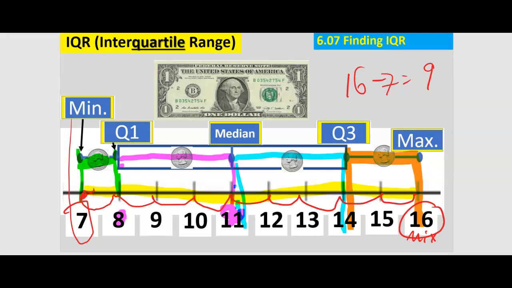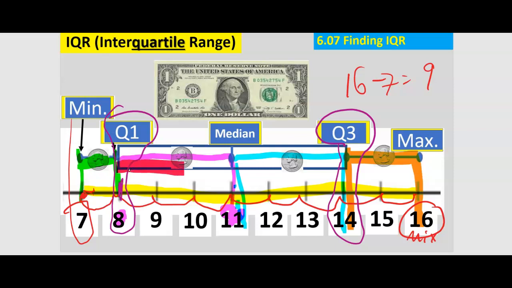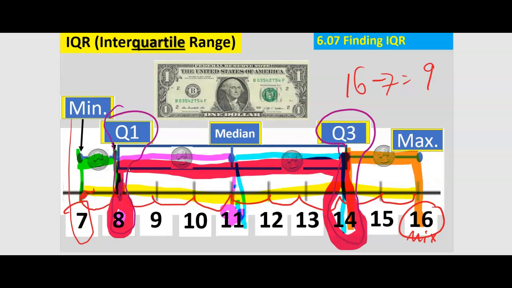That's just talking about the range from this 8, this first quarter, to this 14, which is the third quarter, the interquartile, the interquarters. And we'll take a nice dark red highlighter to represent the interquartile range from here to here. That would be from the 8 to the 14. So all we do is subtract 14 minus 8, and we get 8, 9, 10, 11, 12, 13, 14. Is that 6? Yes, it is.